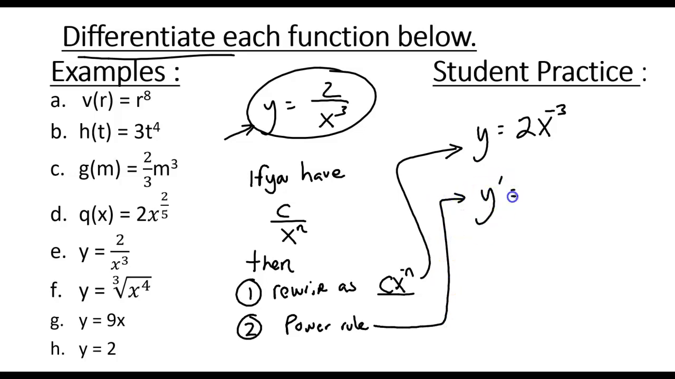Now I want you guys to notice something very important here. Well, let me finish this first. We're going to multiply the power to the front. Negative 3 times 2 is negative 6.